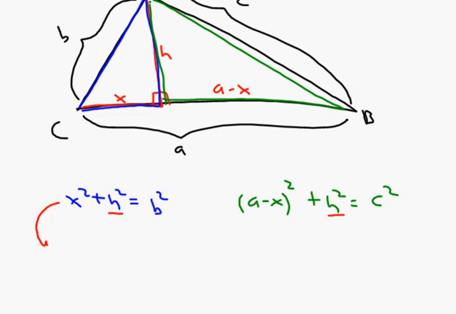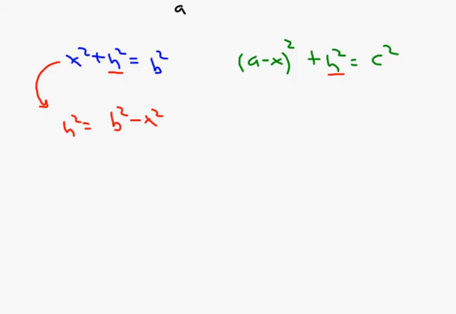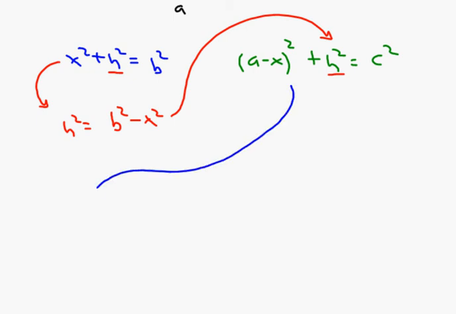So let's take this equation and rewrite it. I'm going to write this as h squared equals b squared minus x squared. And what that means now is that I can actually sub that into this other equation, because that equals h squared also. So if I do that, follow the arrows here, we end up with (a minus x) quantity squared plus b squared minus x squared equals c squared.